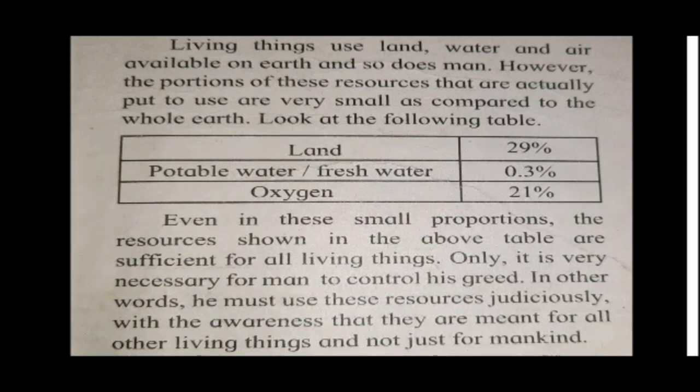Oxygen is 21% available. Even in these small proportions, the resources shown in the above table are sufficient for all living things. Only it is very necessary for man to control his greed. In other words, he must use these resources judiciously with the awareness that they are meant for all other living things and not just for mankind.